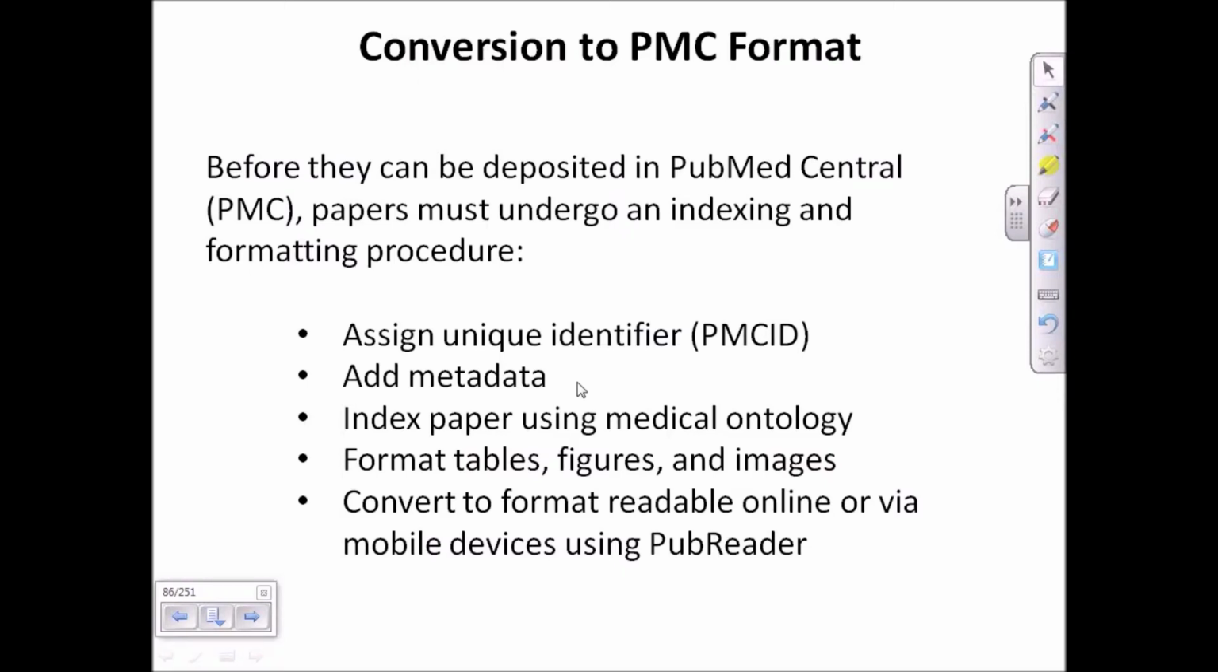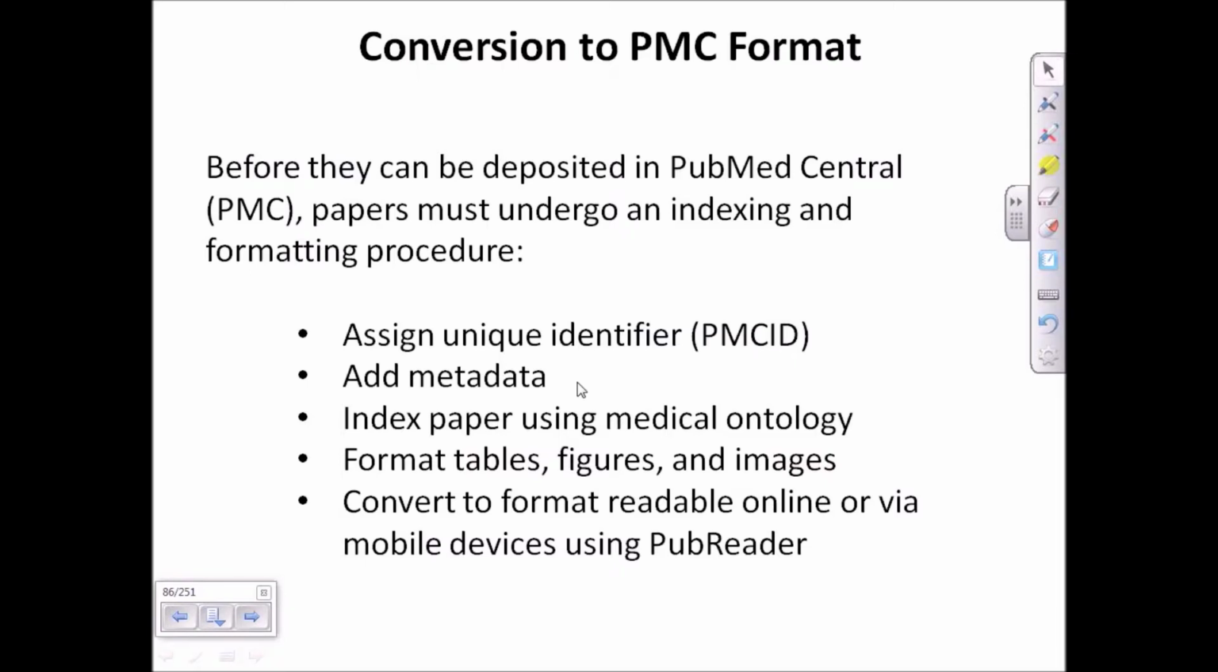So what are some of the metadata that you would want to see about a paper? Well, you'd want to know who the authors are, you would want to know the journal, the volume number, the year, the page numbers, you want to know the grant numbers that are associated. These are all metadata that have to be attached to the paper. In addition, they need to index the paper using medical ontology. So indexing is very important because that's how people, when they're searching for key terms, whether it's diabetes or West Nile virus, will use those key terms to pull up all the papers that have those terms in them. So they have to index the paper to make sure those key terms are there.